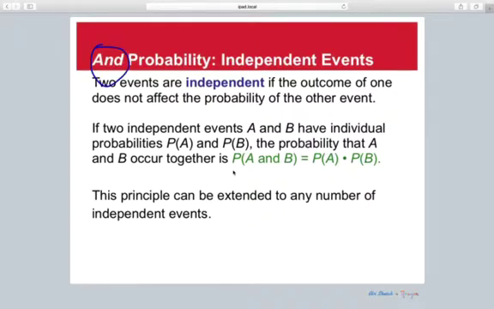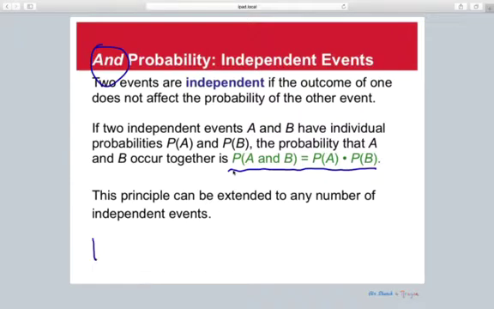Two events are considered independent if the outcome of one does not affect the probability of the other. And if you want to know the probability of two independent events occurring together, you can use this formula here, which is that P of A and B occurring is equal to probability of A times probability of B. And it says this can be extended to any number of independent events.